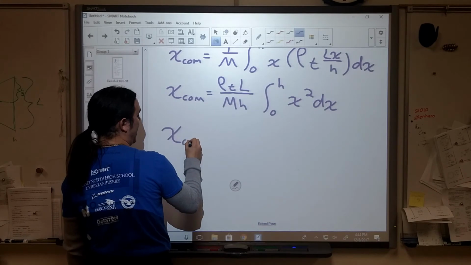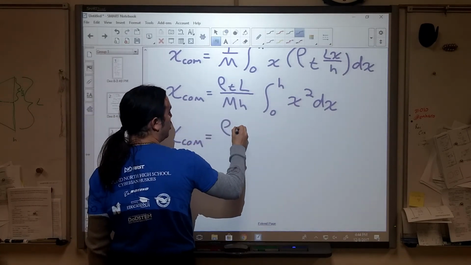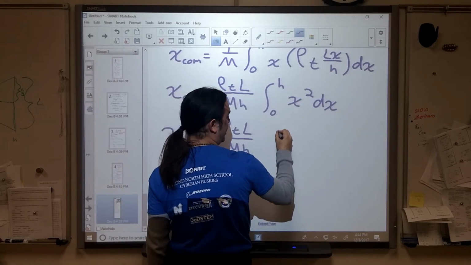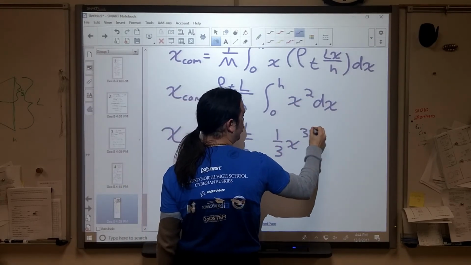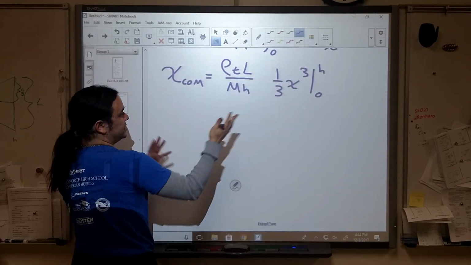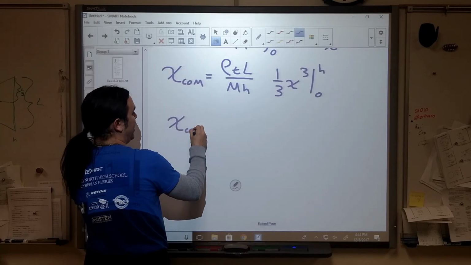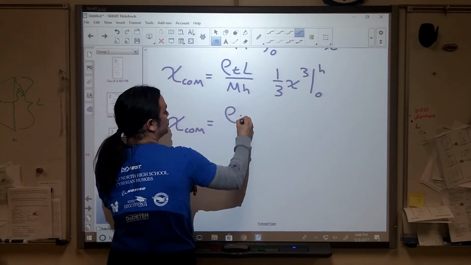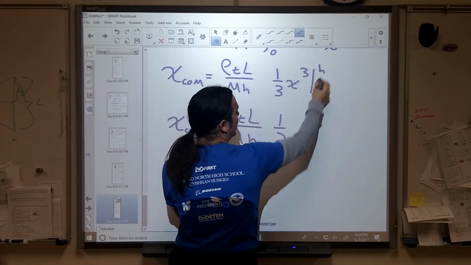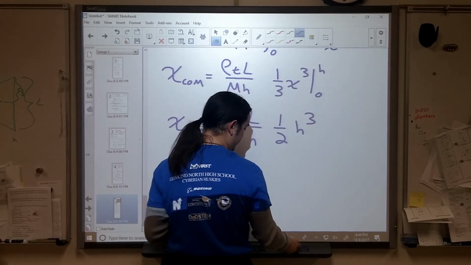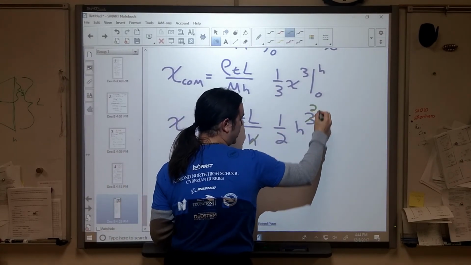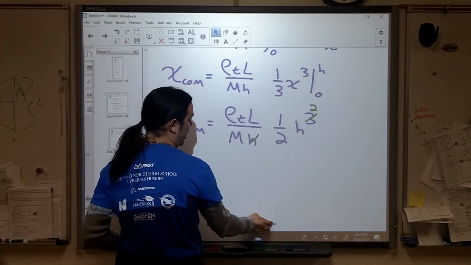We know that our center of mass will then be rho times TL divided by mh of, I'm going to integrate this, I get 1/3 x cubed evaluated from 0 to h. The lower limit of integration is just 0 and that disappears, so we end up with x, the position of our center of mass, is rho TL over mh times 1/3 h cubed. Well, we've got an h here and an h here, so I'm going to remove the cubed and we're going to go down to squared.